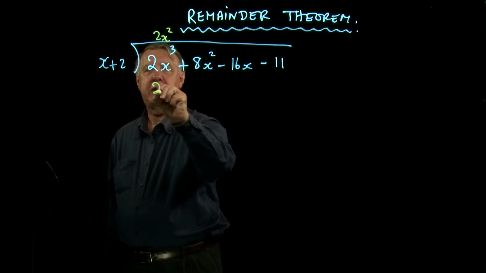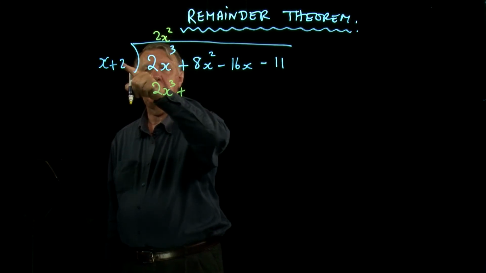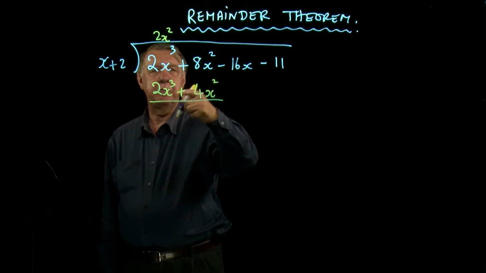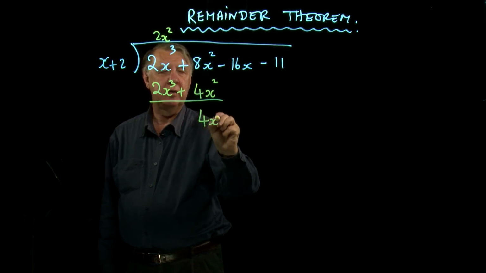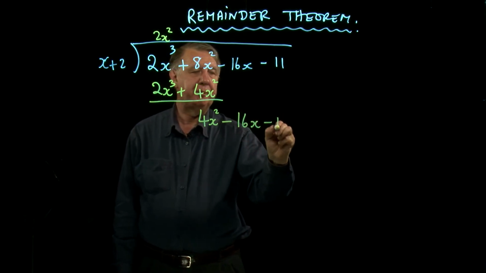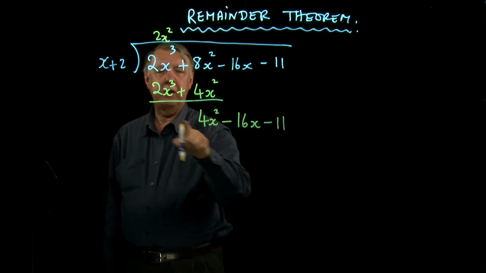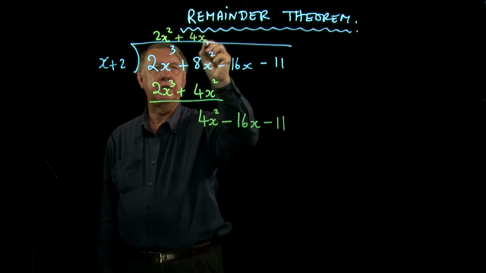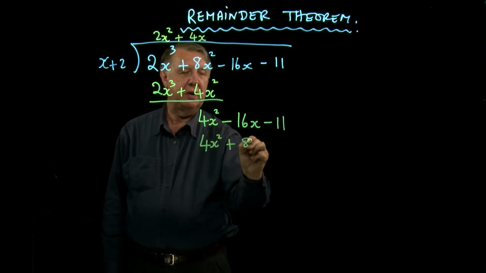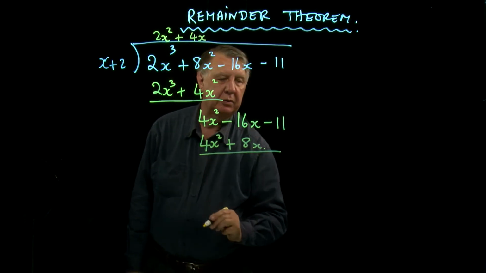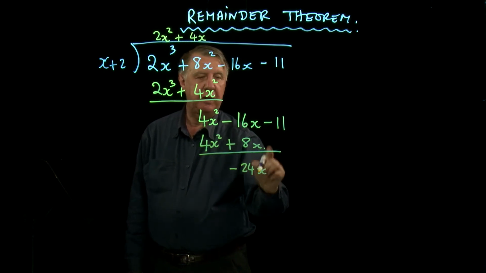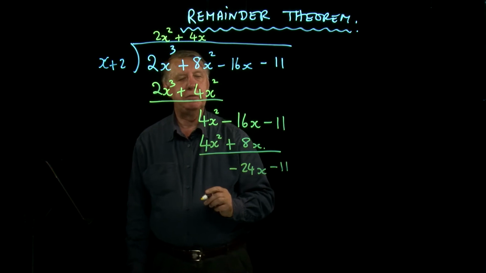Multiply this: 2x cubed plus 2x squared times 2 is 4x squared. Subtract. That disappears. 8x squared take away 4x squared is 4x squared. Bring down the rest. x goes into 4x squared 4x. 4x times that is 4x squared plus 8x. Subtract. Minus 16x take away 8x is minus 24x, minus 11.